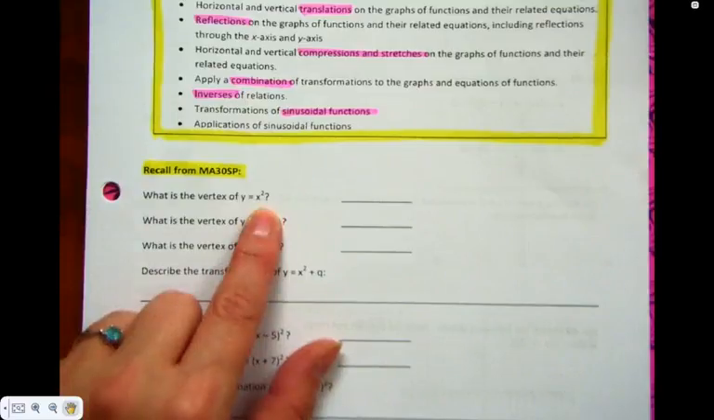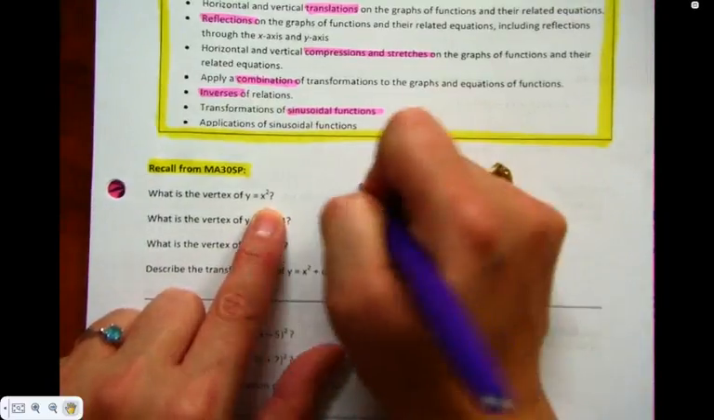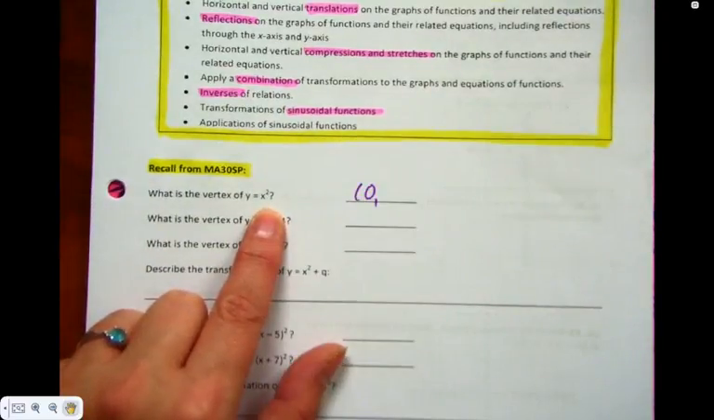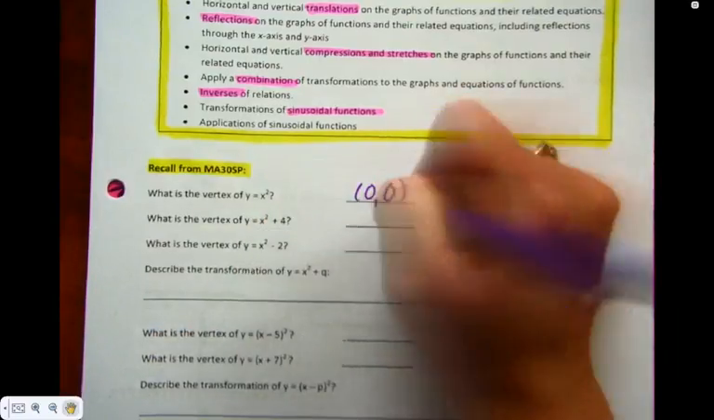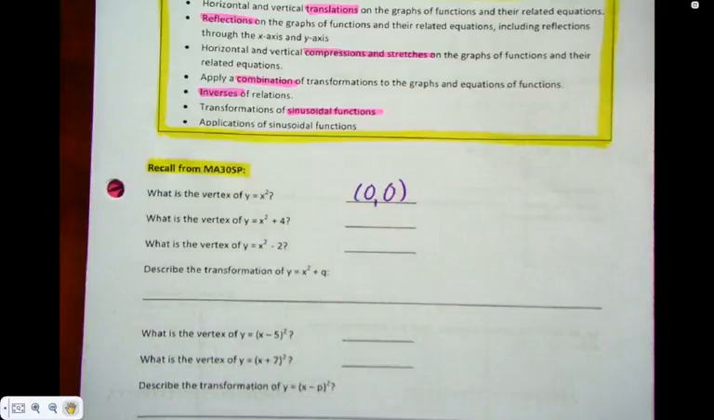Is there a number in brackets? No, so that means the x-coordinate is 0. Is there a number at the end all by itself? No, so the y-coordinate is also 0. So we know that is what's called the base parabola. Base parabola vertex is 0, 0.